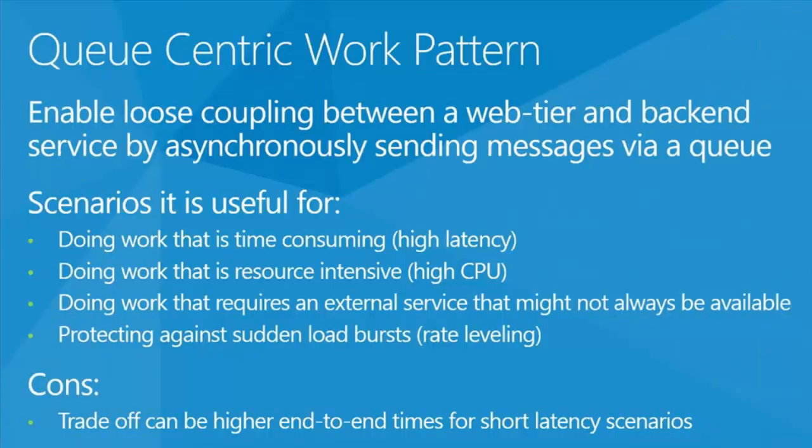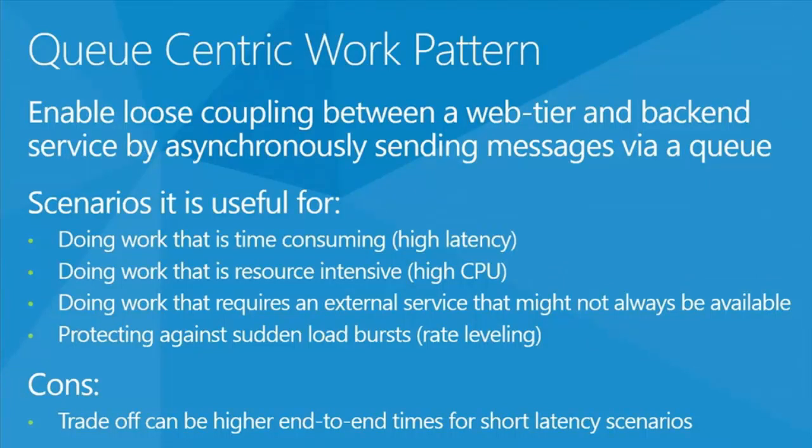Basically, the idea behind the queue-centric pattern is to enable more loose coupling within your architecture so that you don't have to do synchronous tasks every time something happens. Instead, what you do is you create what's called a message, you stick it on a queue, and then you respond immediately to your user, and then something picks it off the queue and does processing with it later. It's really useful for anything that's time-consuming. It's really useful if you have something that's resource-intensive. It's really useful if you're relying on an external service that might not always be available. And it's really useful if you have a sudden load burst.